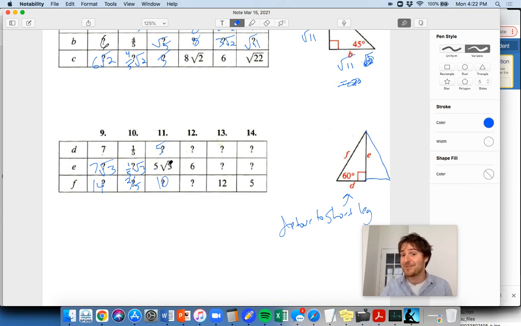But it's one step, right? You detour to the shorter leg, then get the longer leg after that. All right, E is 6. Okay, so that's a little bit harder, right? Because we need to detour to the shorter leg, and what we're going to need to do is take 6 and divide by root 3, and we'll see if there's a shortcut here. Maybe we can talk about a shortcut on this one that we're not really considering here. So I get 6 root 3 over 3.